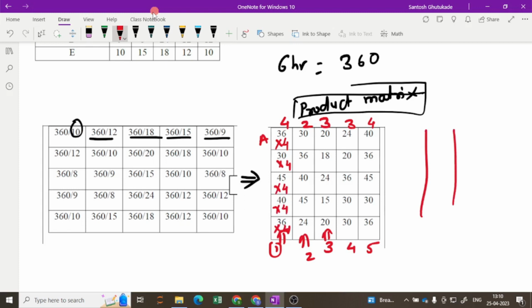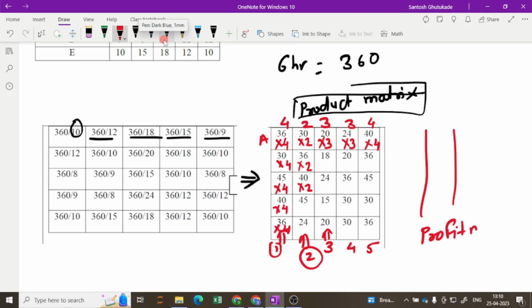After multiplication of this, similarly for product number 2 the profit is 2 rupees, so we multiply 30 into 2, 36 into 2, 40 into 2. Likewise we prepare for the third product, multiplying by 3 as the profit. Similarly for the next, 3 is the profit. Similarly for the next, 4 is the profit. So we can prepare a profit matrix.